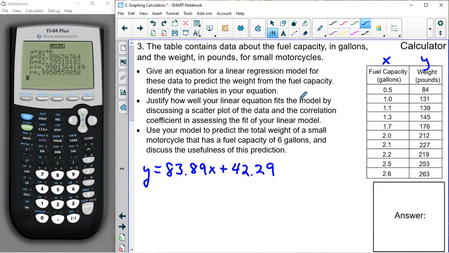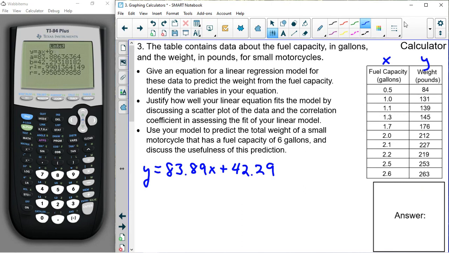So if this were the actual state test, I would be writing down that X represents the fuel capacity in gallons and Y represents the weight in pounds. Let's see what we need to do next. It says justify how well your linear equation fits the model by discussing a scatter plot of the data and the correlation coefficient. Well, the correlation coefficient is this R value right there. And we're only going to get that if we turn the stat diagnostics on in the mode menu. That's why we did that before we found our linear regression.